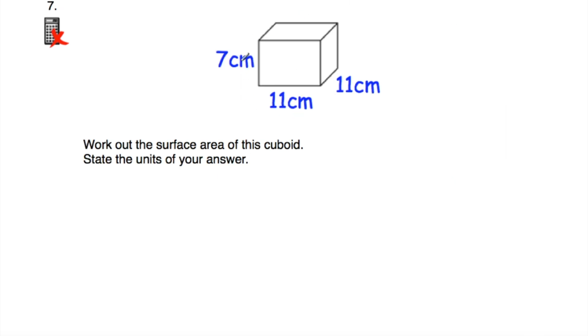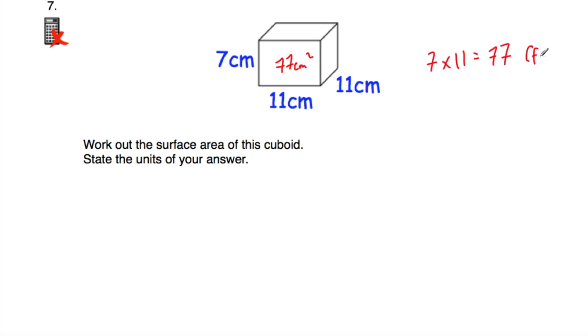So question number 7, we've got another cuboid and we've been asked to work out the surface area of this cuboid and state the units of our answer. Okay, so let's find the area of the front, the back, the right hand side, the left hand side, the top and the bottom of the cuboid. So starting off with the front, we've got 7 times 11, and 7 times 11 is 77 centimetres squared.